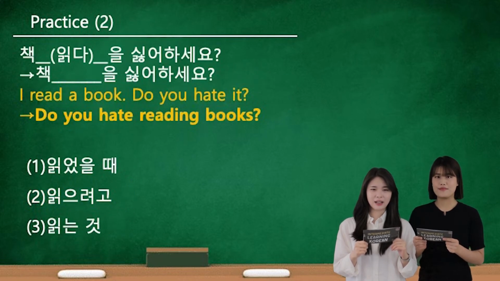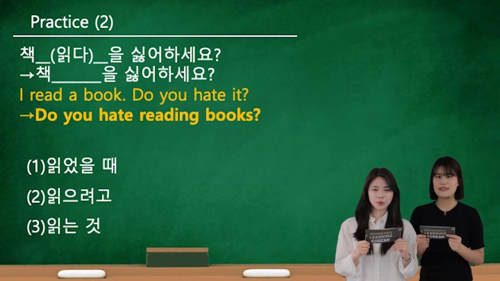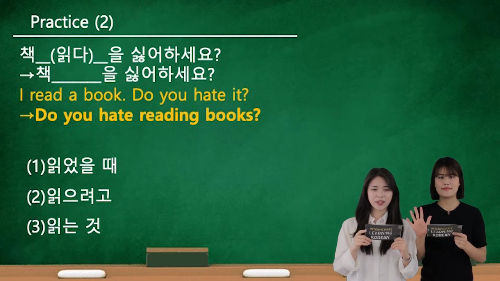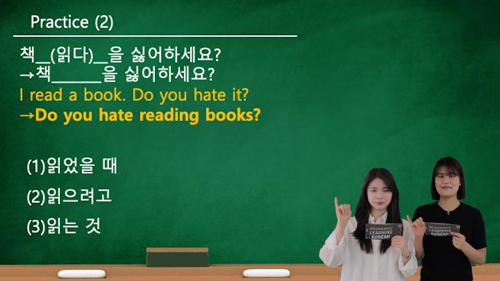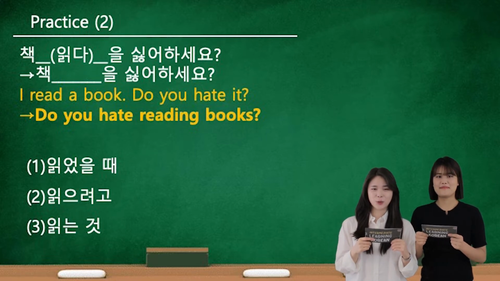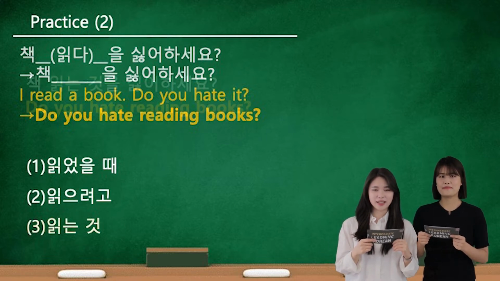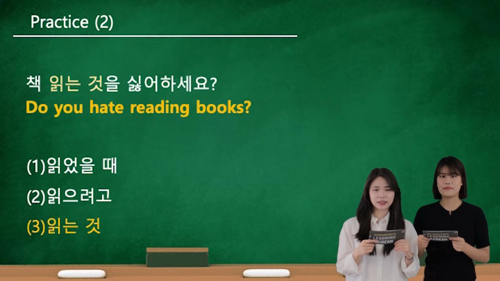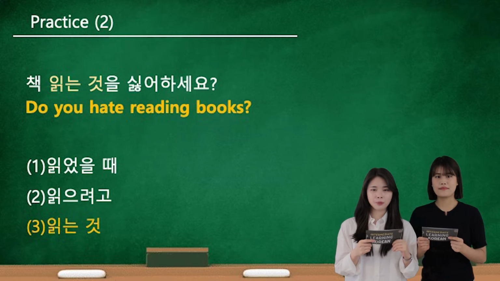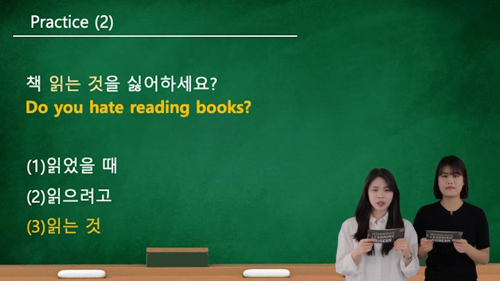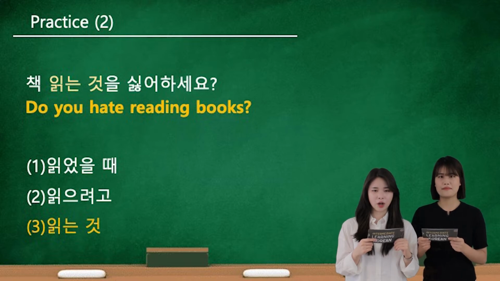Next problem. 책 읽다 싫어하세요? Please make a sentence. I will give you 5 seconds. Yes, right. The answer is 책 읽는 것을 싫어하세요? When we remove 다 from the verb 읽다 and add 는 것, it becomes 읽는 것.